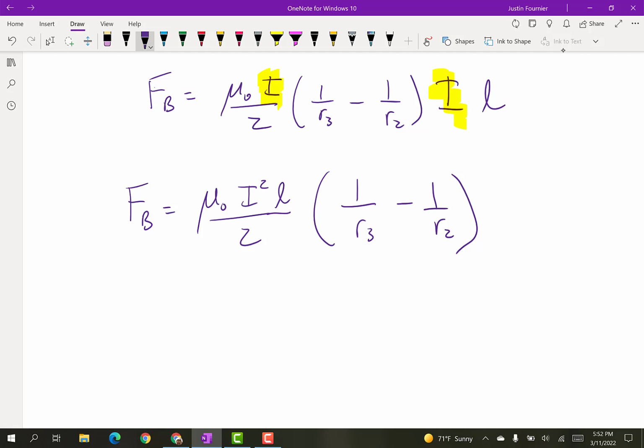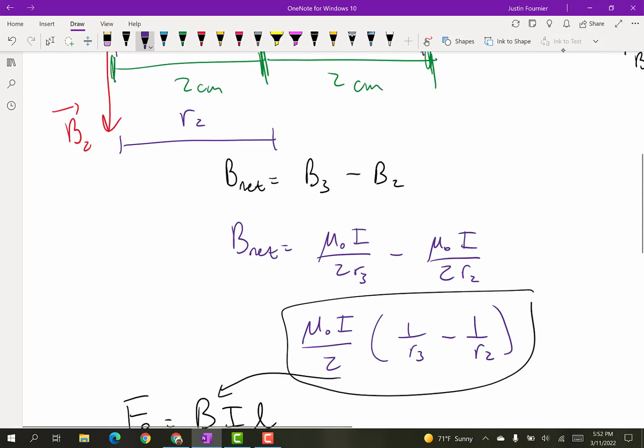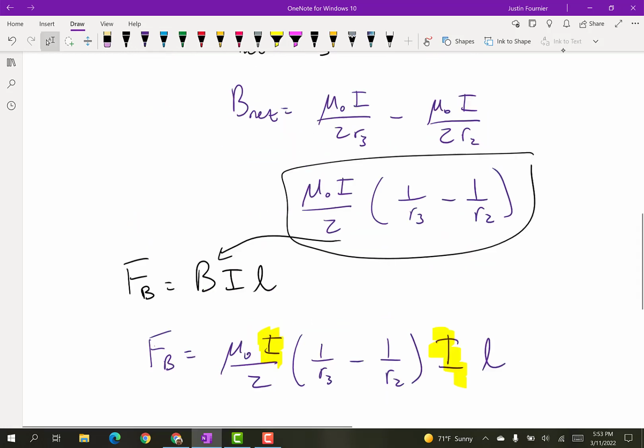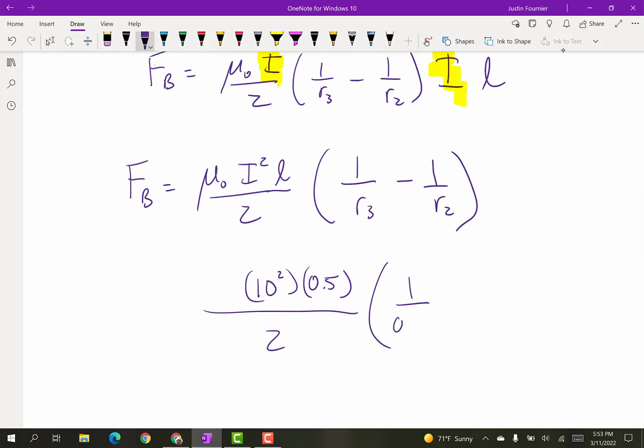So the current is 10 amps, so squared, 0.5 meters, 50 centimeters. Yep, 0.5 meters is the length, divided by 2. This is 1 over R3, which is 4 centimeters, so it's 0.04 meters. Minus 1 over R2, which is 0.02 meters.